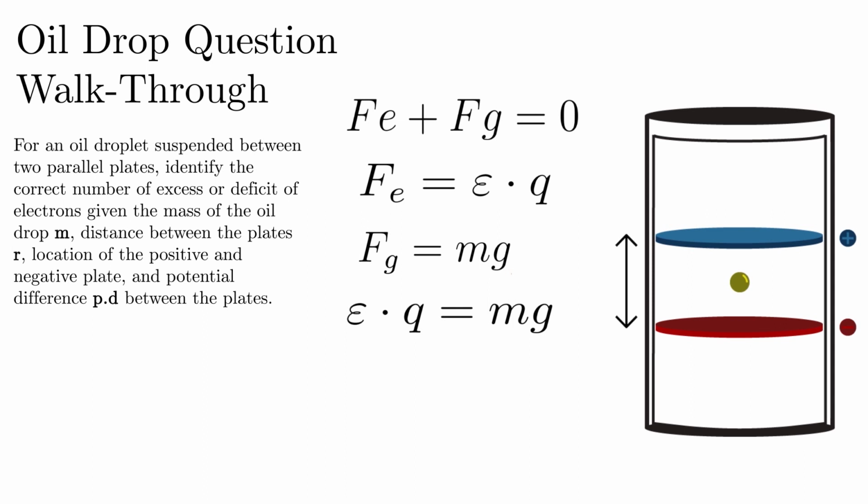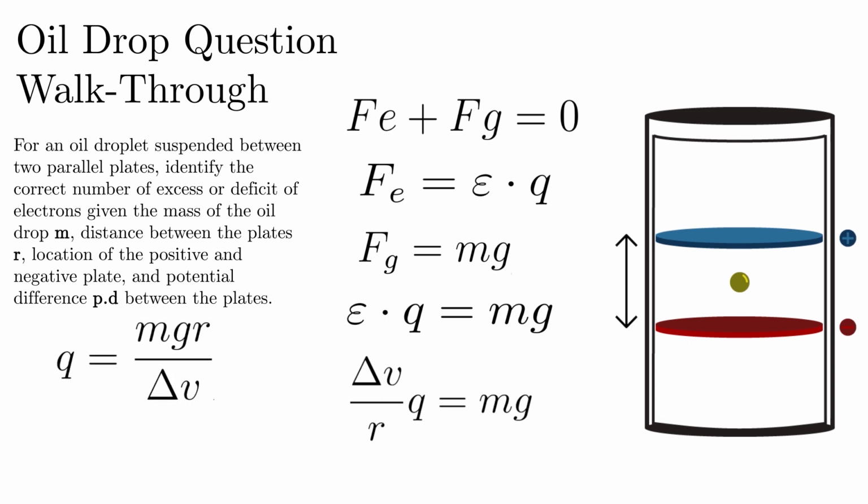E can be rewritten as potential difference over distance between parallel plates, meaning that delta V over r times Q equals mg. If we rearrange this to solve for the charge, we get Q is equal to mgr all over delta V. Plugging in our givens, we can determine what the charge is. If we rearrange the formula Q equals Ne in terms of N, the number of electrons, and substitute in the charge we found for Q and the charge of an electron, which is 1.602 times 10 to the negative 19 coulombs, for e, we will know how many excess or deficit electrons the oil drop has.